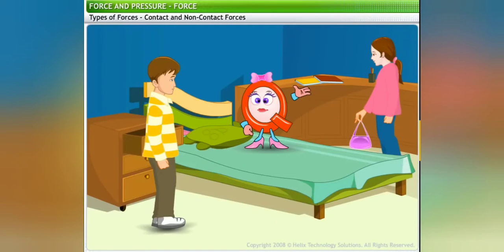Hey Tina! Hi James! Hi Miss Curious, what mysteries are you solving today? Well, I'm exploring concepts related to force. And I have a couple of questions for you.